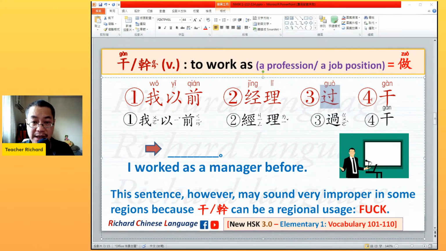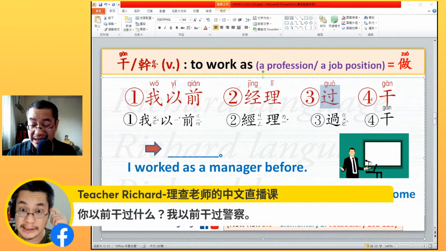So I can say 我以前干过警察, like police officer. Yeah, so you can use this 干 to talk about work as. If I want to say 你以前干过什么? What did you work as before? You can say 我以前干过警察. I worked as a police officer before. So you can also say 我以前干过老师. Okay, 干过老师.